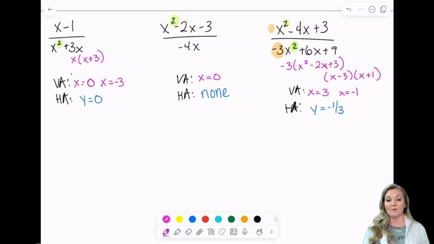Next class, we're going to be talking about graph holes, which involves some of this as well.